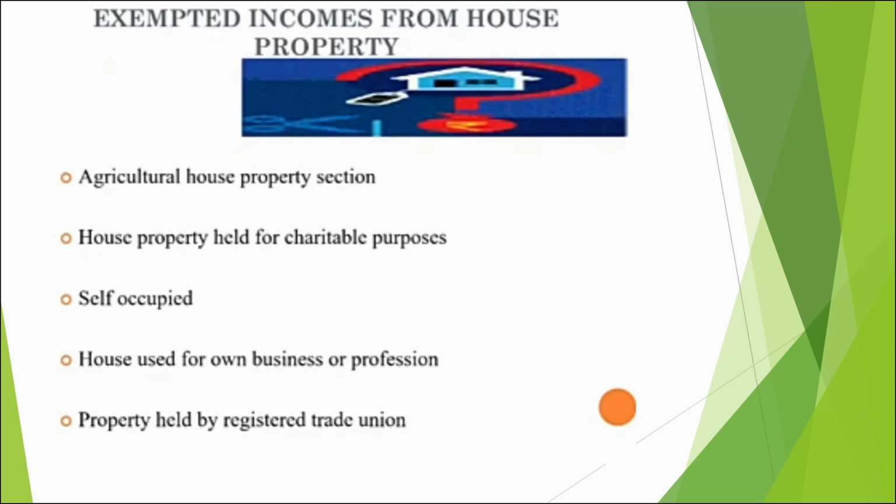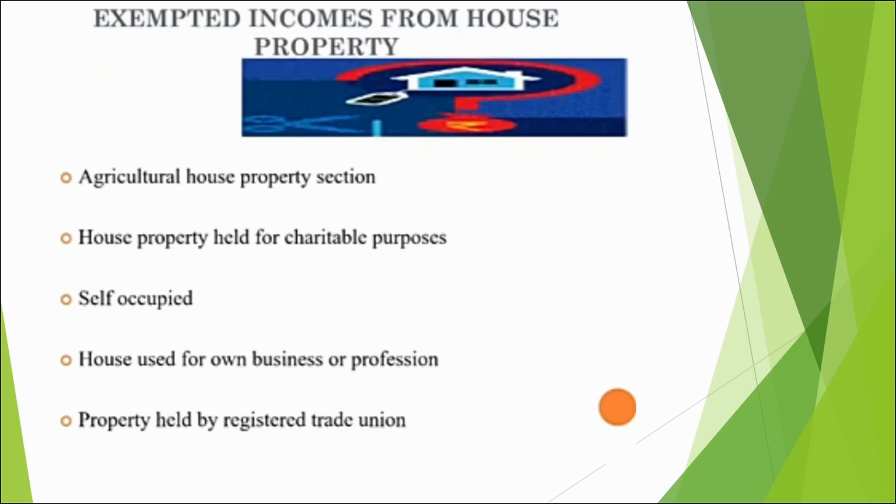Next heading, self-occupied but vacant house. Under section 23 subsection 3, in case an assessee keeps his own house reserved for self-occupation but is living in a rental house elsewhere due to his employment or profession, the income from such house is taken to be nil. Next, fourth one, house used for own business or profession, section 22. There is no income chargeable to tax under this head from such a house property.